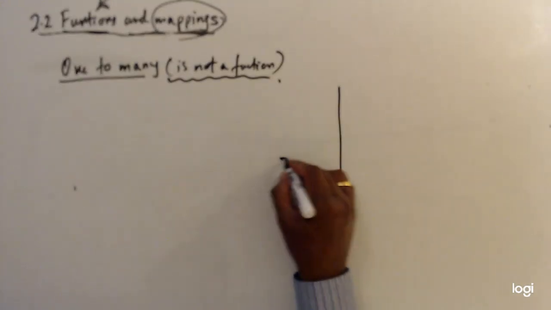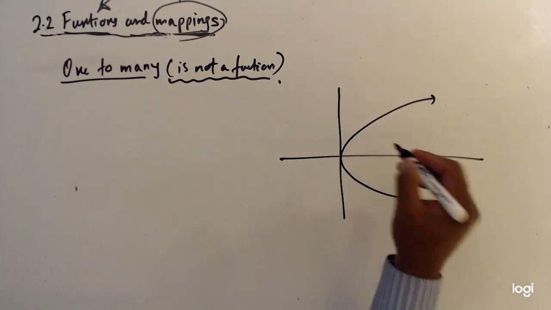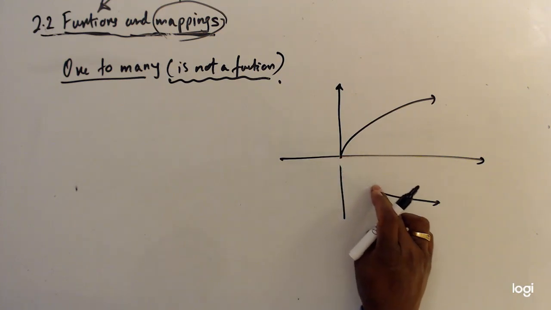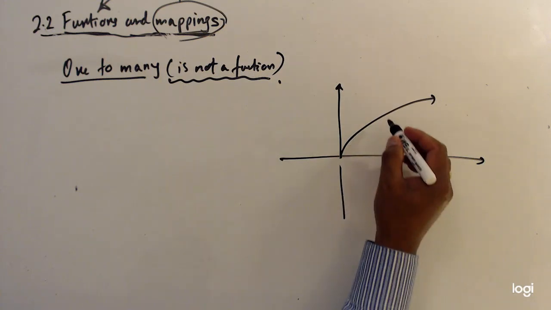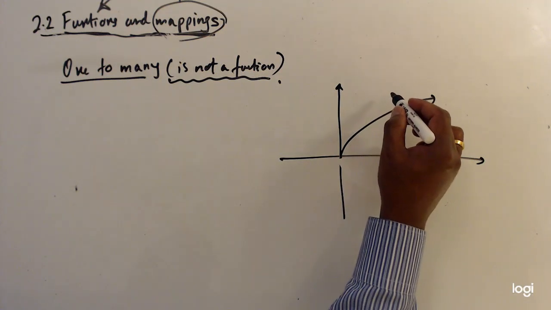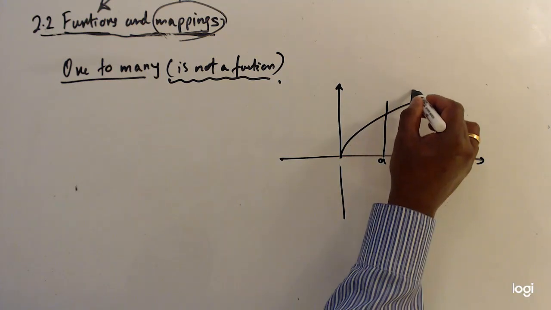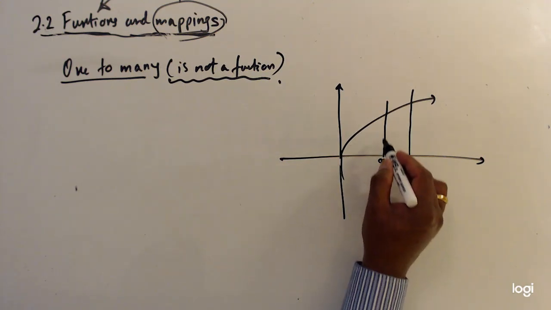Now we know that this is not a function because this is one to many. How can you modify this one to become a function? If I delete this part, then it will become 1 to 1, 1 x value, 1 y value.